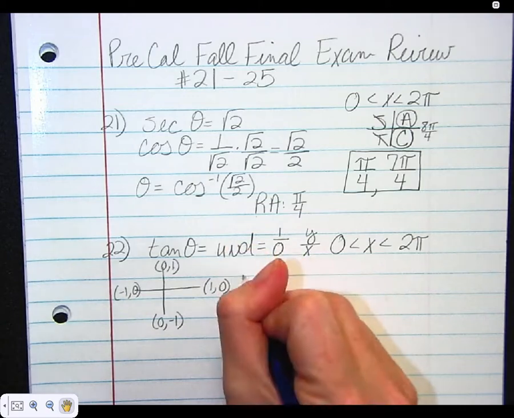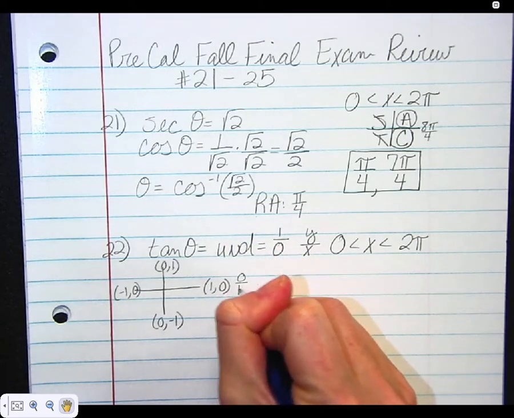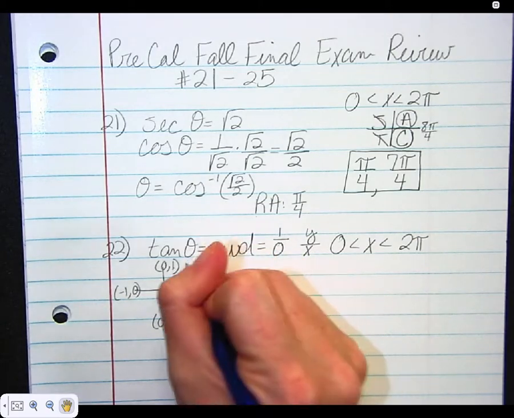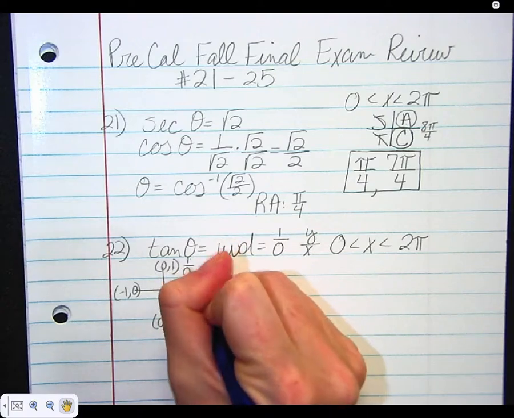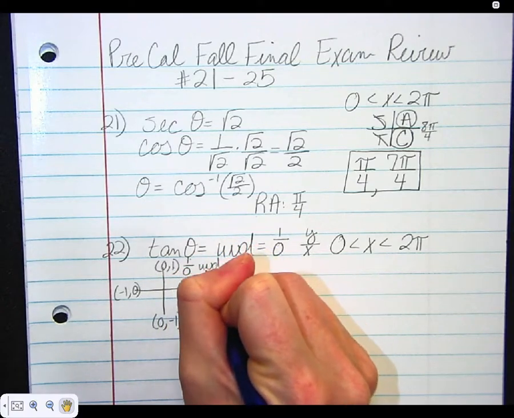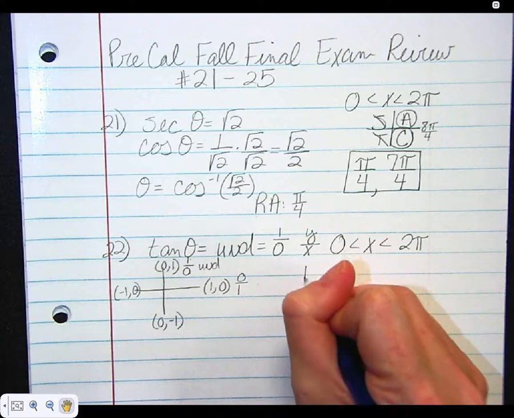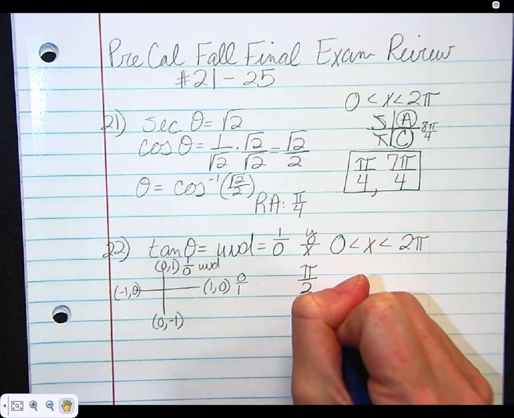So if I put y over x, this one's okay. It's okay to have 0 in the numerator. This one right here is not okay. This is going to be an undefined situation right here. We can't have 0 in that denominator. So I know I've got one answer right there at pi over 2.